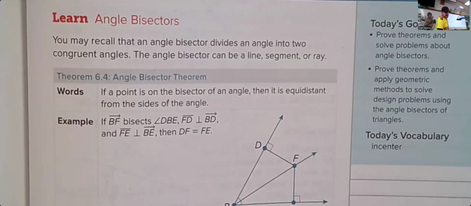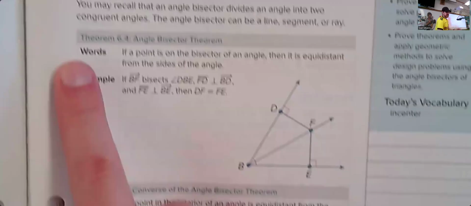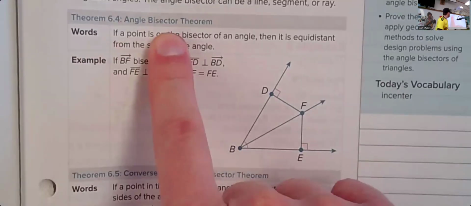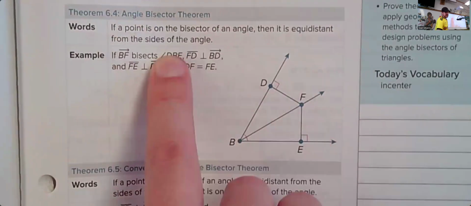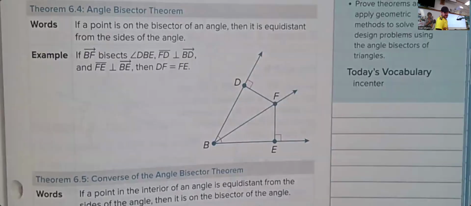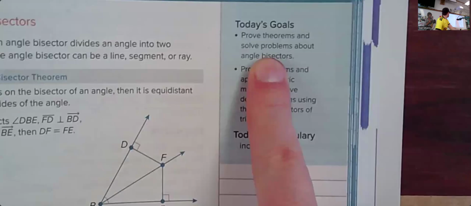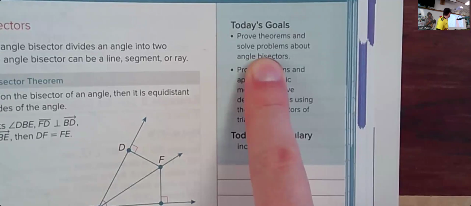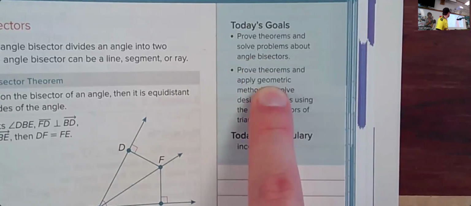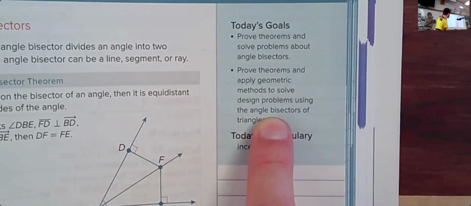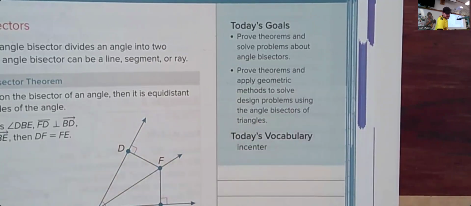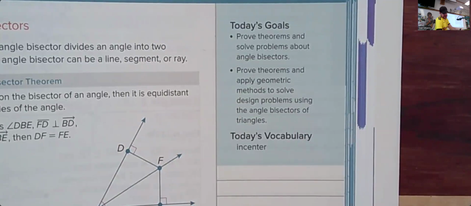So our first thing that we're going to be learning about today is this theorem here called the angle bisector theorem. This is going to be a little bit different than the perpendicular bisector stuff we talked about the other day, but it'll still look relatively similar. By the way, today we are going to be over to the side here, if you're wondering what we're going to be learning. We're going to be able to prove theorems and solve problems about angle bisectors. We're also going to prove theorems and apply geometric methods to solve design problems using the angle bisectors of triangles.